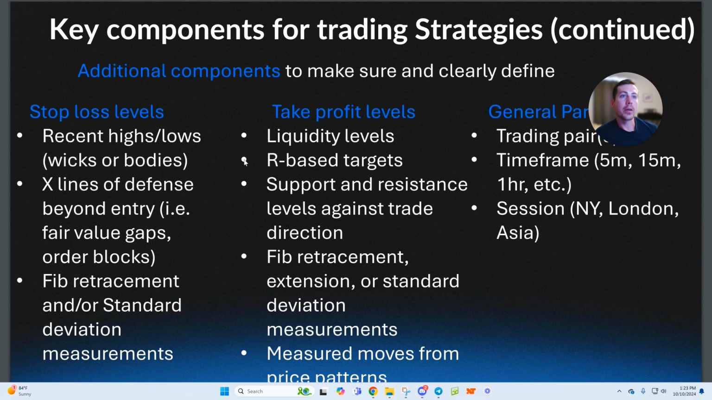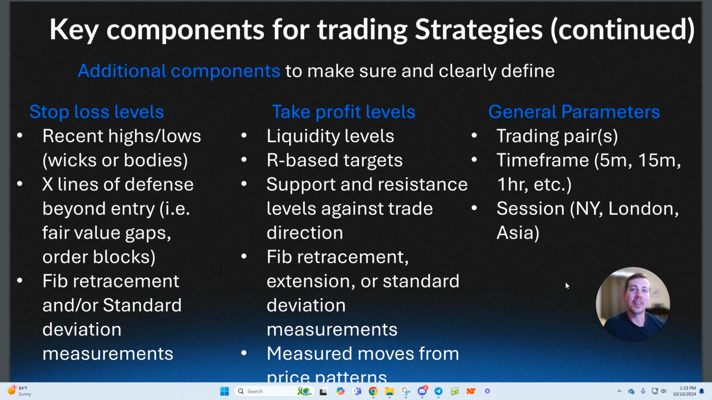Outside of the initial condition and entry models, obviously you want to have a very clearly defined stop loss. Most commonly, you can use recent highs and lows. You have the option to use the extreme wick highs and lows or the bodies of those candles. That's something you can test with optimizations. A term I like to use a lot when I do my backtest is one line of defense or two lines of defense after my entry.